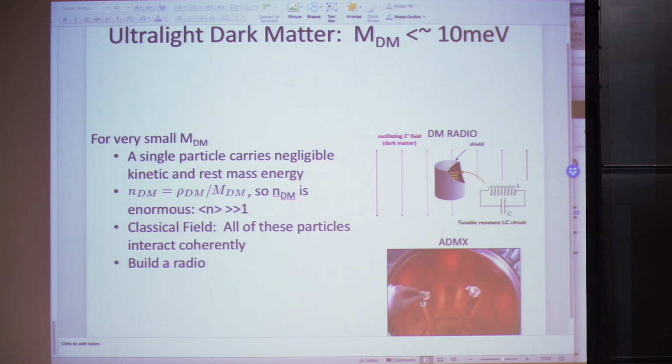Like when I listen to FM radio, I'm not trying to sense a single megahertz photon. I'm actually sensing a huge number of them hitting my detector. And that's what we're going to do when we go below something like 10 meV: we're going to try to interact with a huge number of them. So that's DM radio. We're going to build a radio. So every experiment below 10 meV is just a radio experiment to first order.